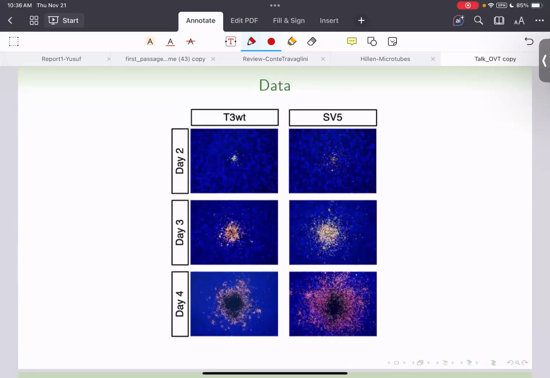The data we have, they actually did a whole bunch of different measurements, which is really nice. But here's one set of data for the wild type and for the supervirus on days 2, 3, and 4. And then you see the spread really on the level of individual cells, and you can color them with the fluorescent protein. Then you can count essentially how many cells are infected and how large the plaque is, etc. So very nice data.